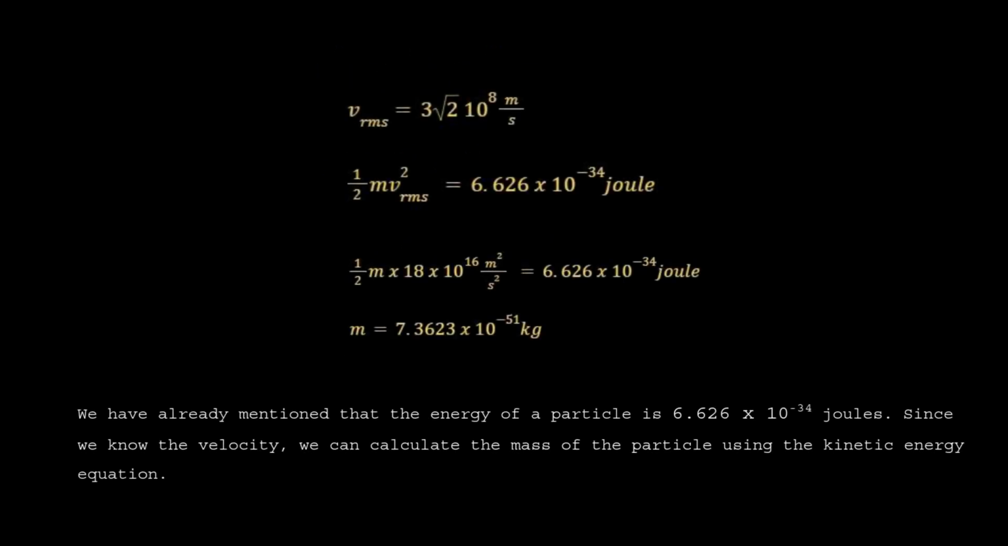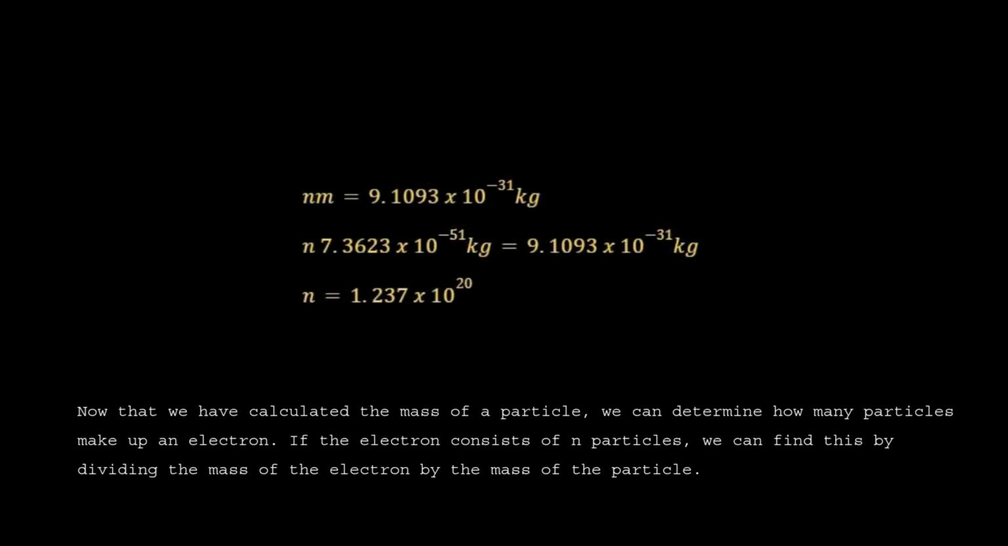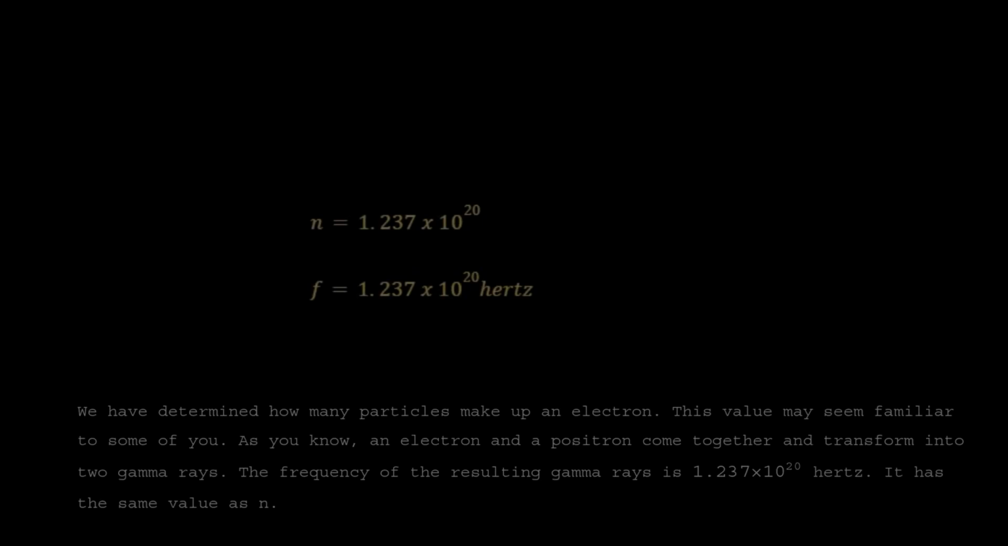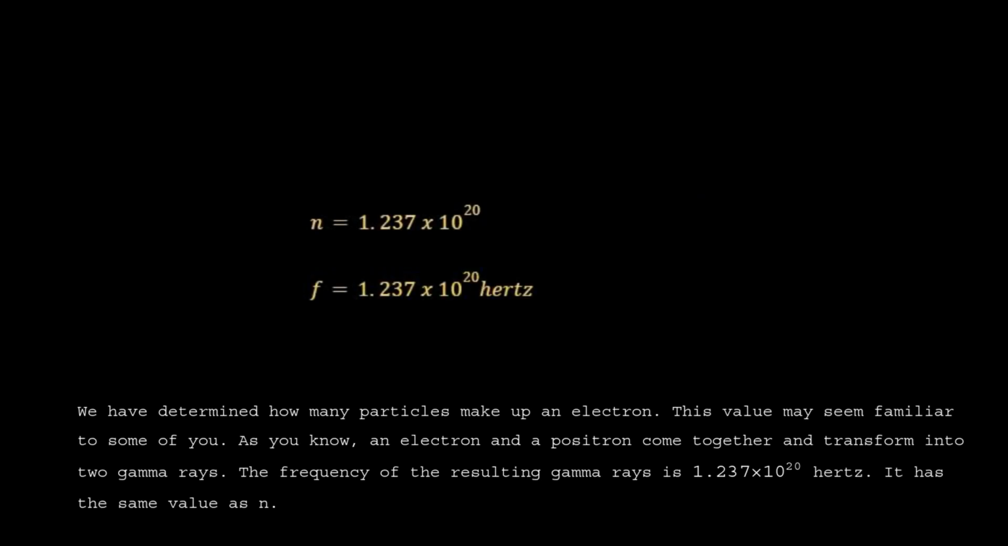We have already mentioned that the energy of a particle is 6.626 times 10 to the power of minus 34 joules. Since we know the velocity, we can calculate the mass of the particle using the kinetic energy equation. Now that we have calculated the mass of a particle, we can determine how many particles make up an electron. If the electron consists of n particles, we can find this by dividing the mass of the electron by the mass of the particle. We have determined how many particles make up an electron. This value may seem familiar to some of you.